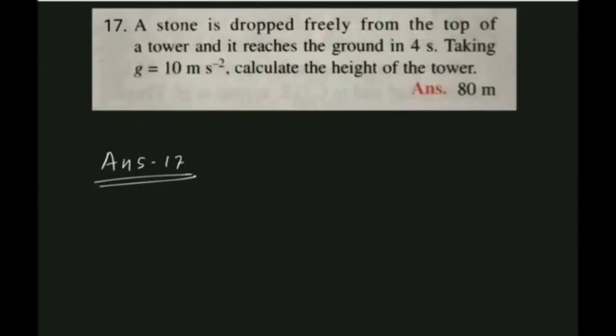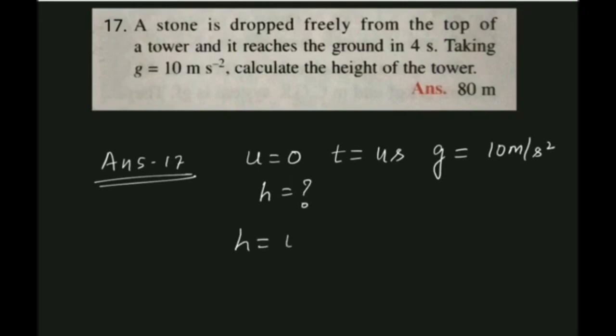Okay children, now come to question number 17. A stone is dropped. So stone is dropped, so u equals 0. When something is released or dropped from some height, the initial velocity becomes 0. From the top of a tower it reaches the ground, so time is 4 seconds. In 4 seconds it is reaching the ground, and the value of g we will take plus. Why? Because the body is coming down and we have to find h. So the second equation of motion will fit here. H equals ut plus half gt square.